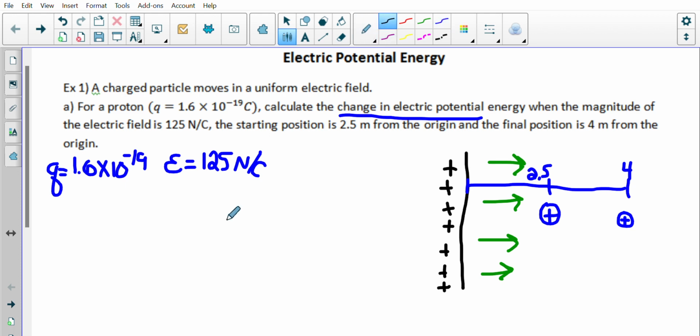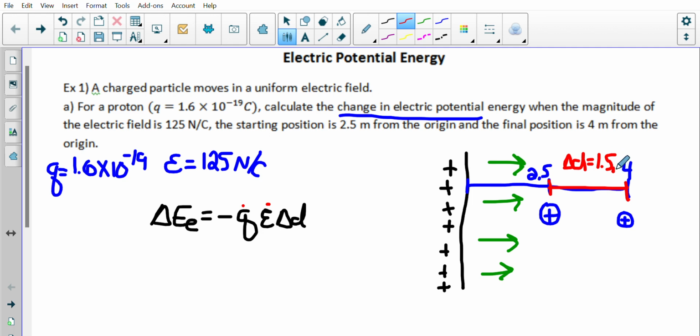Now I have a formula for the change in electric potential energy that involves all these values, and that's something we looked at in the notes, where we have negative Q times epsilon times delta D. All right, now I know the charge, got it. I know the electric field, got it. And my change in distance here is, well, we've gone from 2.5 meters away to 4 meters away, and so that would mean our delta D will be 1.5 meters away. All right, so we've got everything we need.